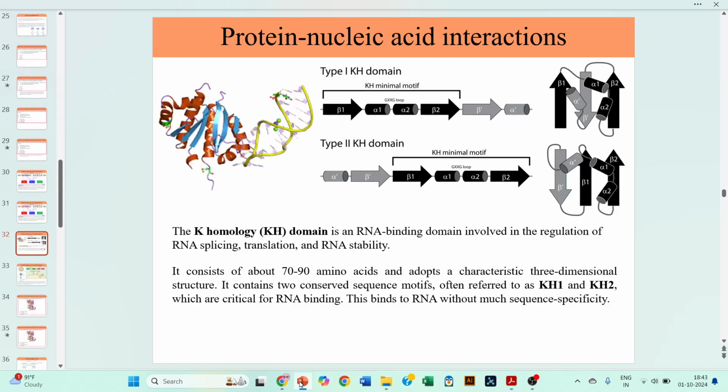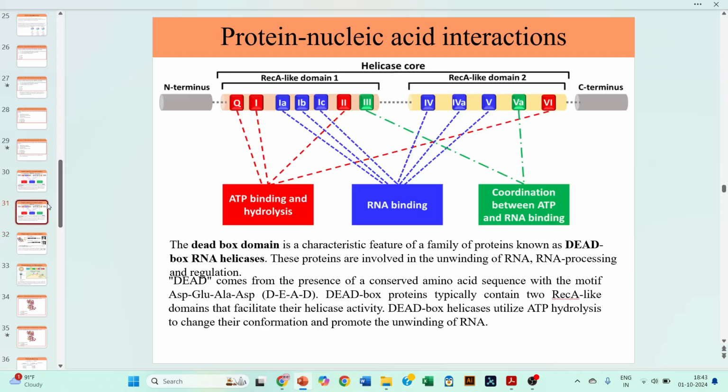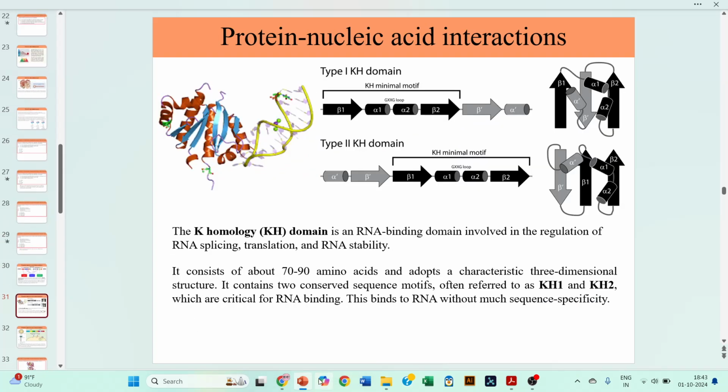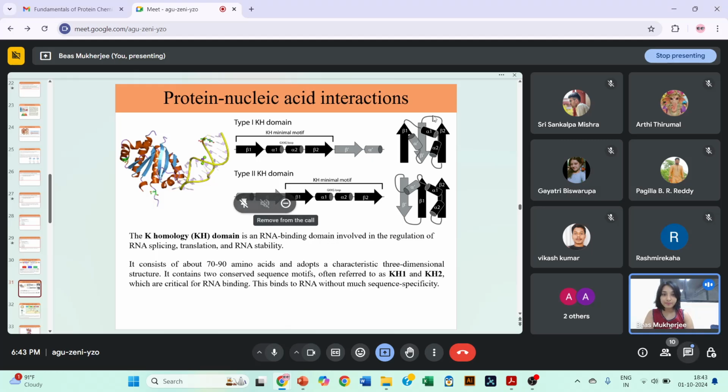Next we have the K-homology domain. In K-homology domain you can see that there are both alpha helices and beta sheets. There is a very characteristic three-dimensional fold that is achieved, and this basically beta alpha alpha beta is the domain.